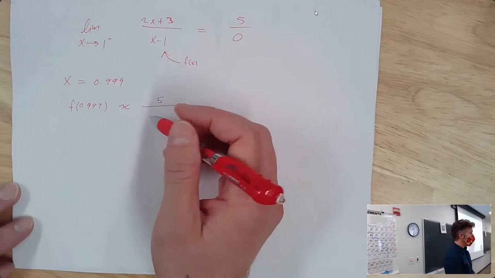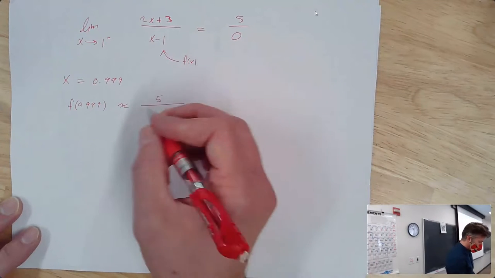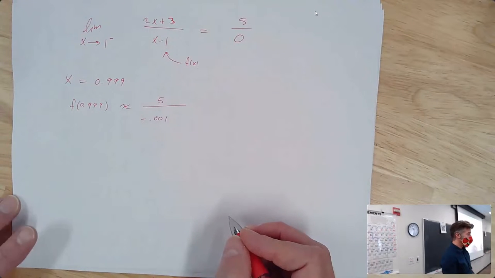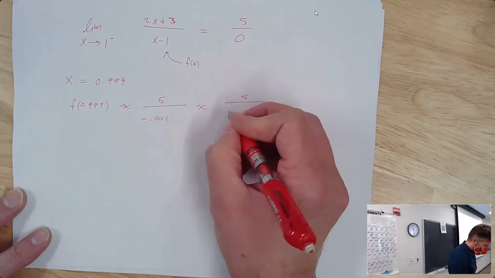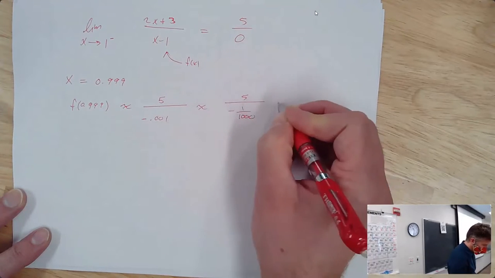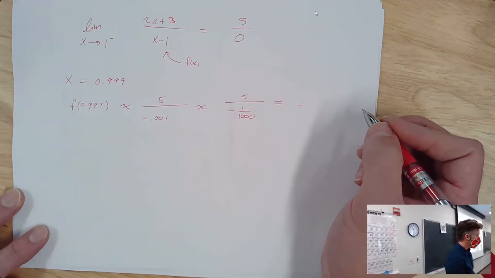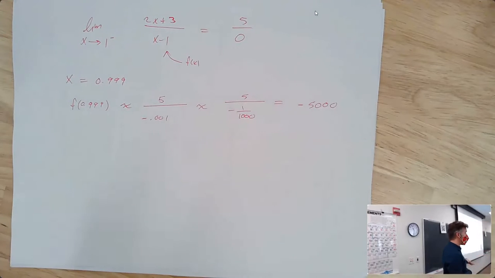On the other hand, the denominator is where I really have to think about things. 0.999 minus 1 is negative 0.001, or negative 1/1000. So I essentially have 5 divided by negative 1/1000, which is equal to what? Well, it's negative, and is it bigger? Yeah, I heard someone say it's negative 5,000, which is pretty big.